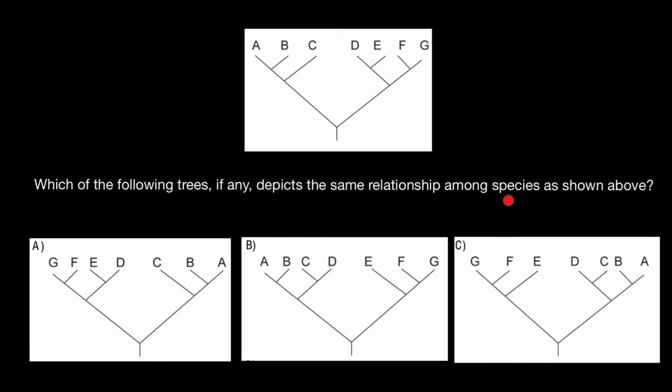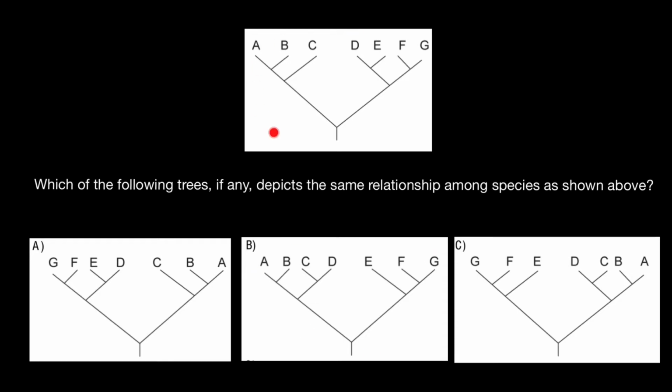Today's question is which of the following trees, if any, depicts the same relationship among species as shown above. So we have to find the same relationship between species in these three phylogenetic trees. Let's start with variant B, for example.